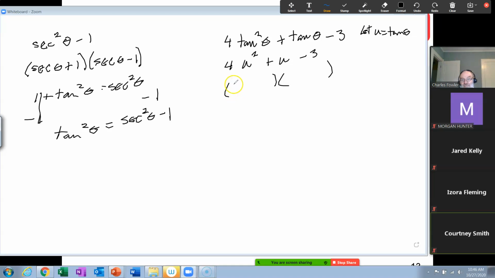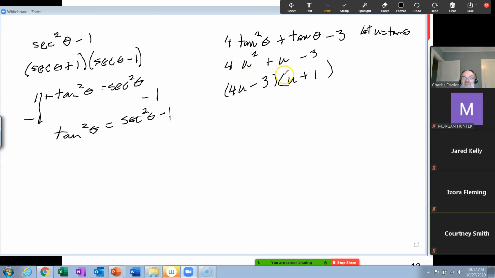I think I want to go with the 4u times a u. 4u times u. Okay? Now, the sign of the last term is negative, so let's make this your minus and this your plus. Let's see if this works. Okay? Then let's put the 3 here and the 1 there, because this is just unfoiling. Okay? Let's see if we did it right.